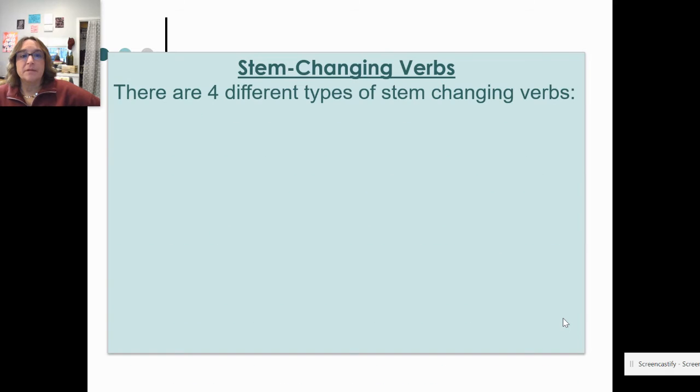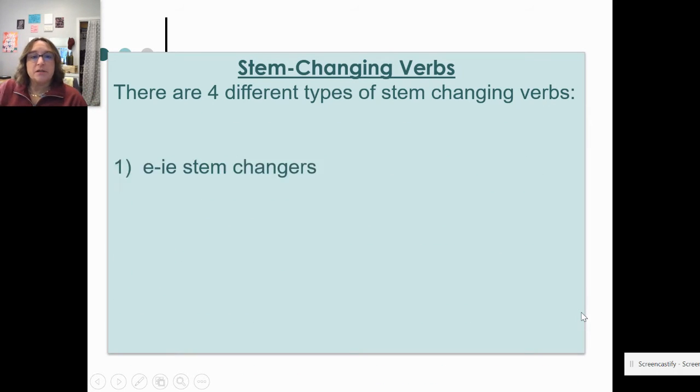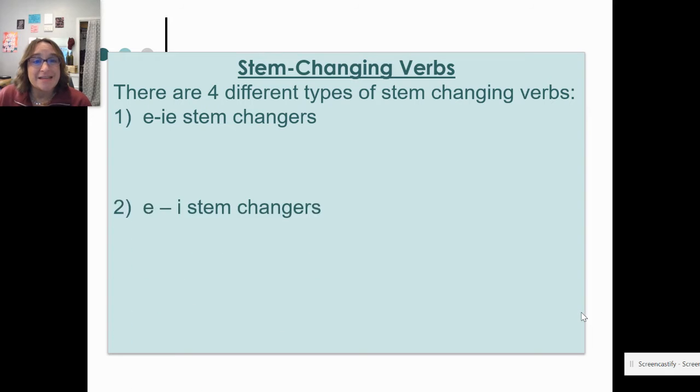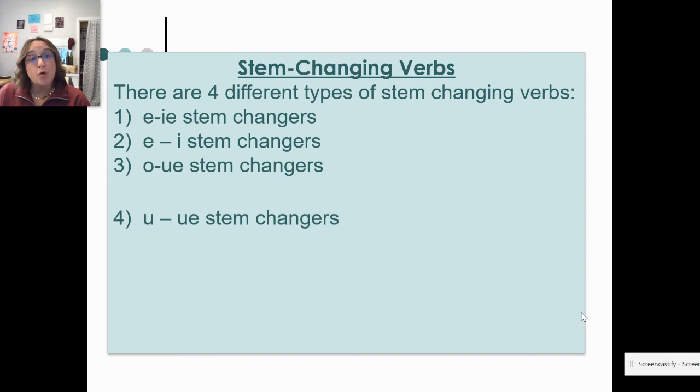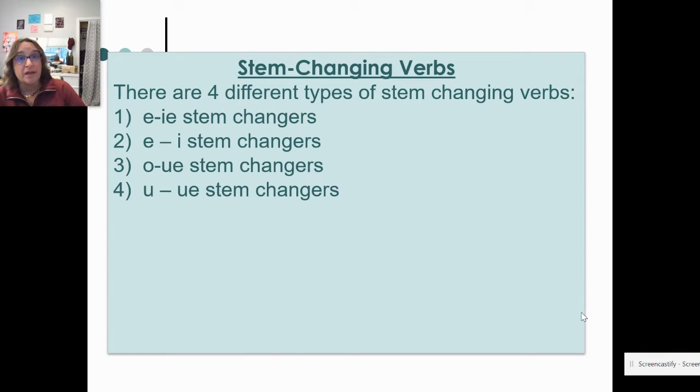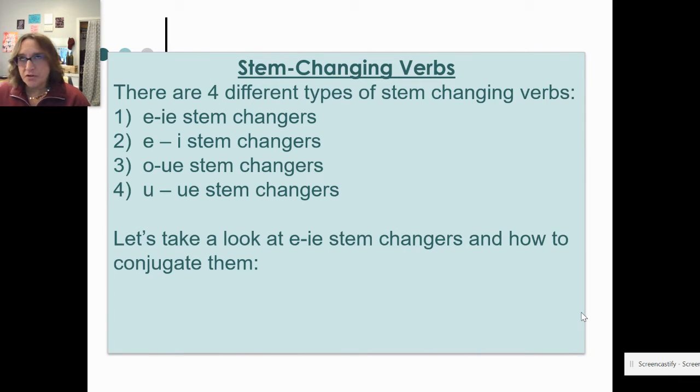Okay, let's see what else we're going to say about 4 different types. We have E to IE stem changers. We have E to I stem changers. We have O to UE and U to UE, which is that fourth one is so rare, but ironically, the most rare stem changer is probably the most common stem change verb. In our classes anyway, we do a lot of playing sports, play this, play that, and it's easy to incorporate into a sentence. So let's look first at E to IE stem changers and how we conjugate them.